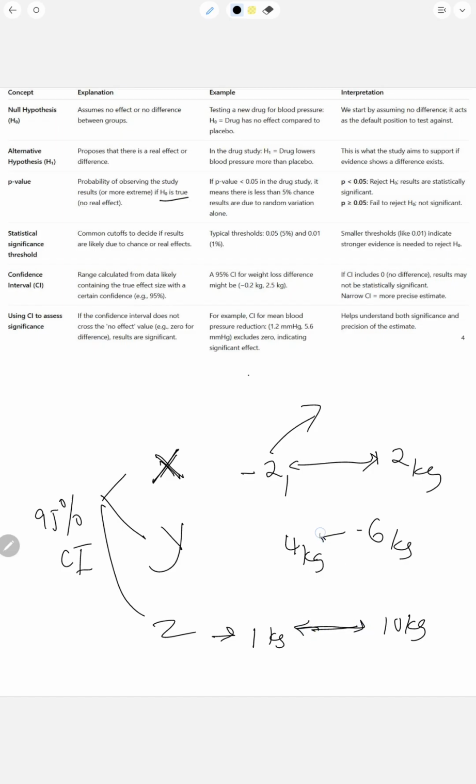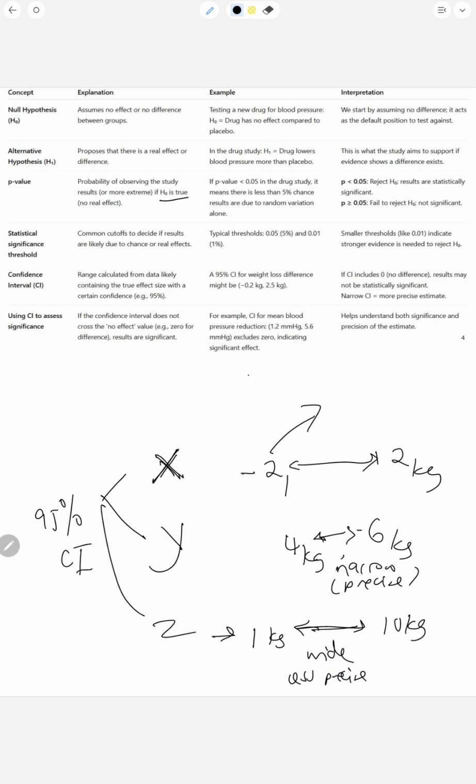So we've got two confidence intervals here. Both drugs we're saying work. We're saying drug Y lowers weight by 4 to 6 kg, while drug Z lowers weight from 1 kg to 10 kg. Notice how the confidence interval for drug Y is narrow, meaning it's more precise, as opposed to this one, which is wide for drug Z, less precise, less accurate, if you want to use a different word.